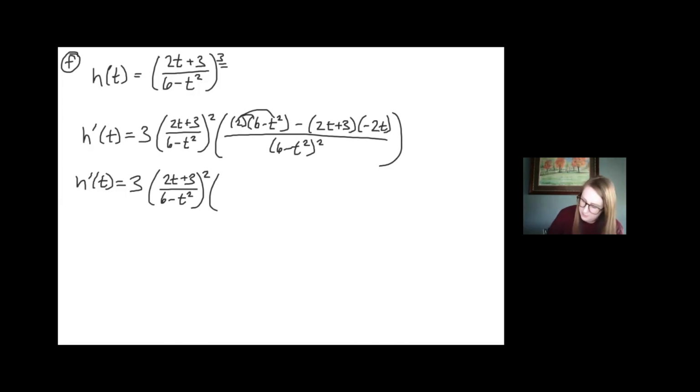So 12 minus 2t squared. And then in the next one, we can distribute this negative 2t. So we get minus negative 4t squared minus 6t.